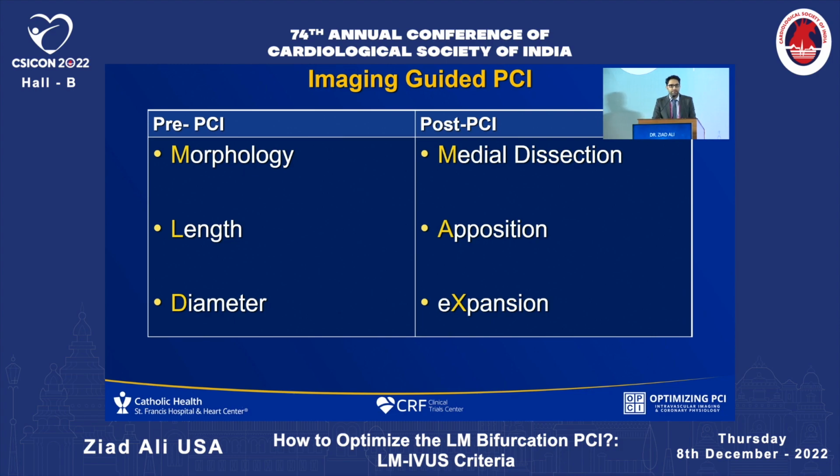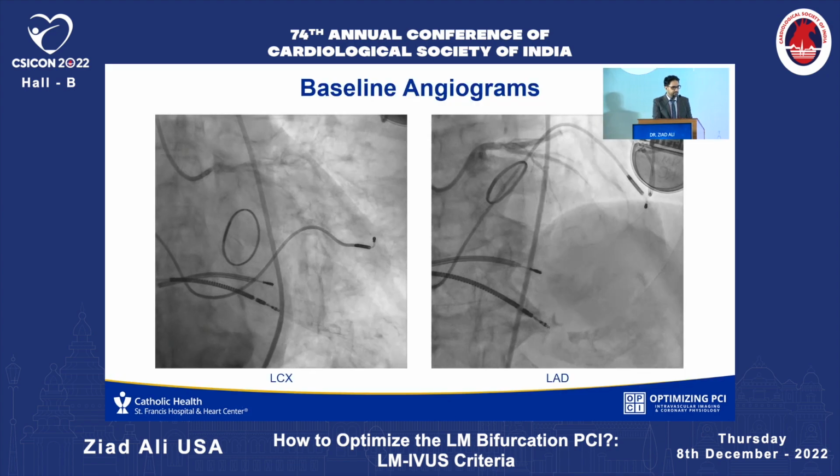Several years ago, we brought up this concept of MLD MAX. MLD MAX really was an algorithmic approach to PCI, and it took away all the things that we look for on imaging that don't impact the outcome: tissue protrusion, macrophages, cholesterol crystals. When we looked at ILUMIEN III, we found these were the things that directly impacted clinical outcomes: morphology, really because of calcium; length, going from normal to normal; diameter, to get the biggest possible stent in; and then post-PCI, medial dissection, apposition, and expansion. So let's do a case.